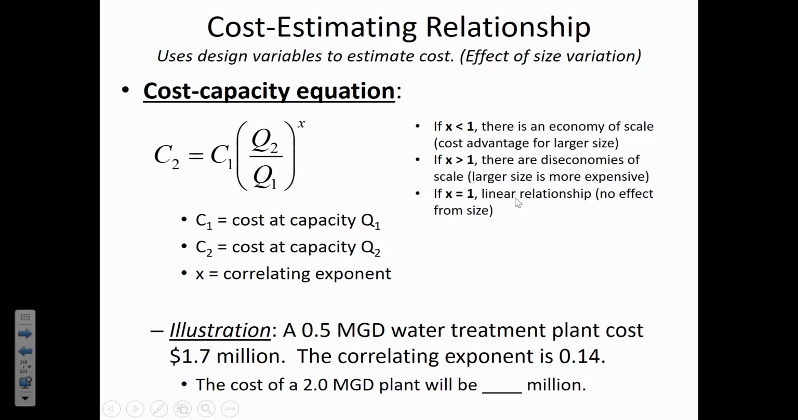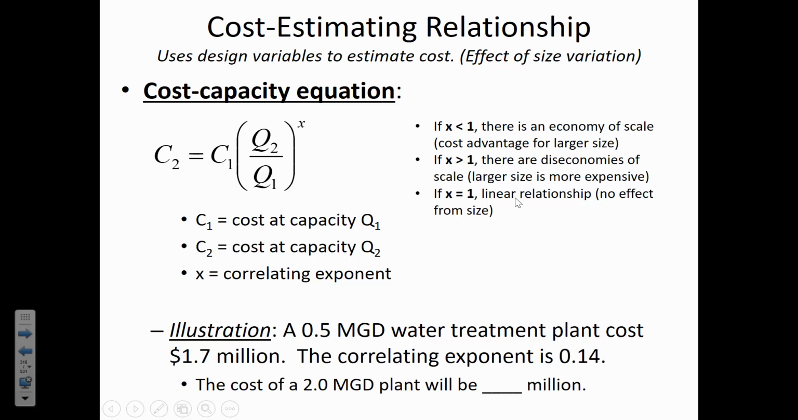All right, so we've got a water treatment plant that we have cost data for. This small wastewater treatment plant, where we know the size of it, has the ability to treat 0.5 million gallons per day. So Q1 is 0.5 million gallons per day, and the cost of that was $1.7 million.